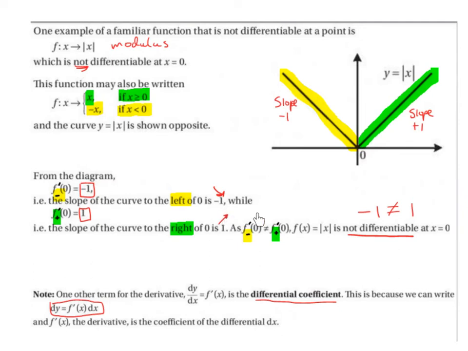As f prime 0 from the left is not equal to f prime 0 from the right, f of x equals the modulus of x is not differentiable at x is equal to 0, because minus 1 is not equal to 1. Note, one other term for the derivative dy dx is equal to f prime x is the differential coefficient. This is because we can write dy equals f prime x dx, and f prime x, the derivative, is the coefficient of the differential dx.